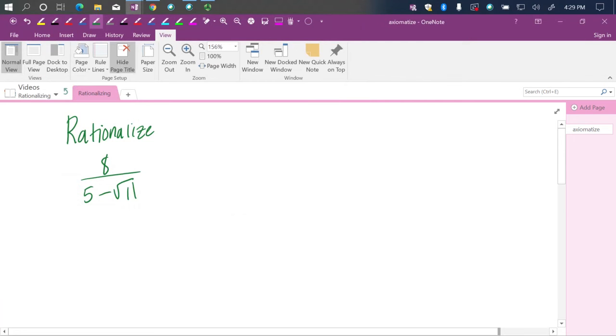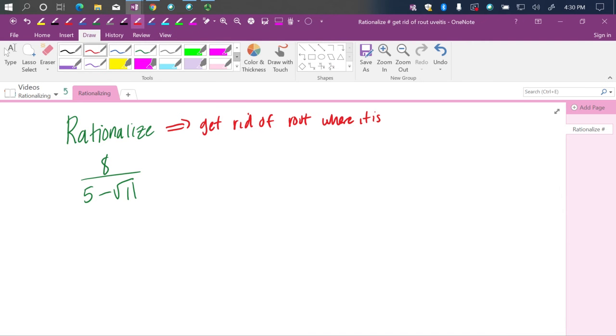Okay, the directions here say rationalize. So when we think rationalize, what they really want us to do is to get rid of the root in the location it is. Sometimes we rationalize the numerator, sometimes we rationalize the denominator. In this example, obviously we would rationalize the denominator because the root is in the denominator. In other words, we don't want any more roots in the denominator.